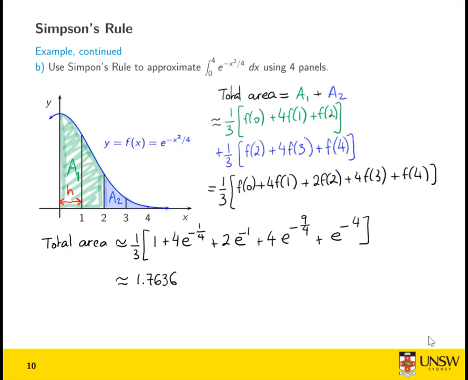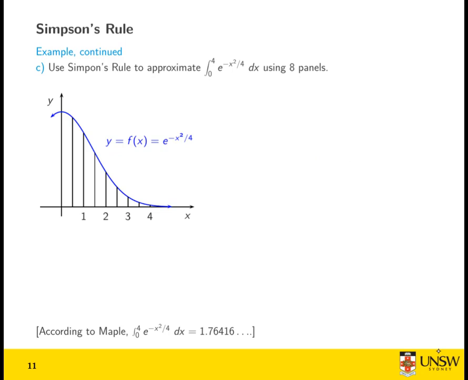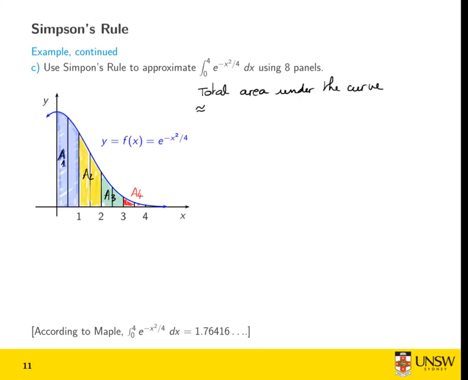What we really did is to use one parabola here and another one there. To get an even better approximation of the area under the blue curve, this time we'll be using 8 panels. This is 4 lots of 2 panels. So for each of these areas, we will be using Simpson's formula, meaning that we'll be using 4 different parabolas. The total area under the curve is the sum of the areas A1, A2, A3, and A4.